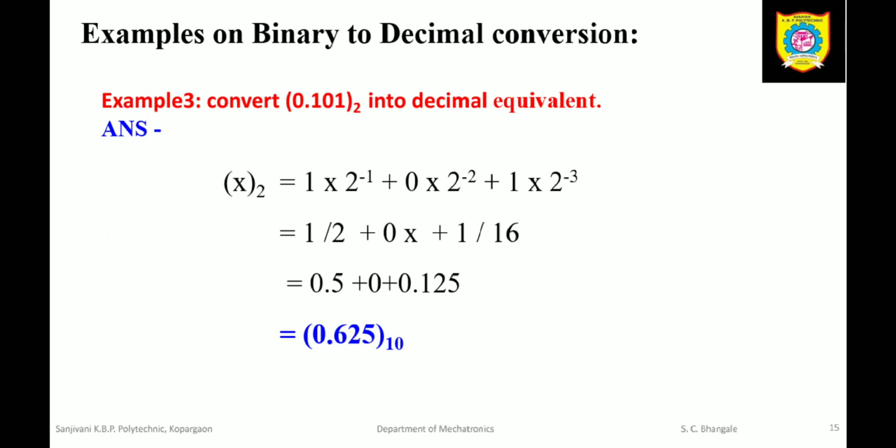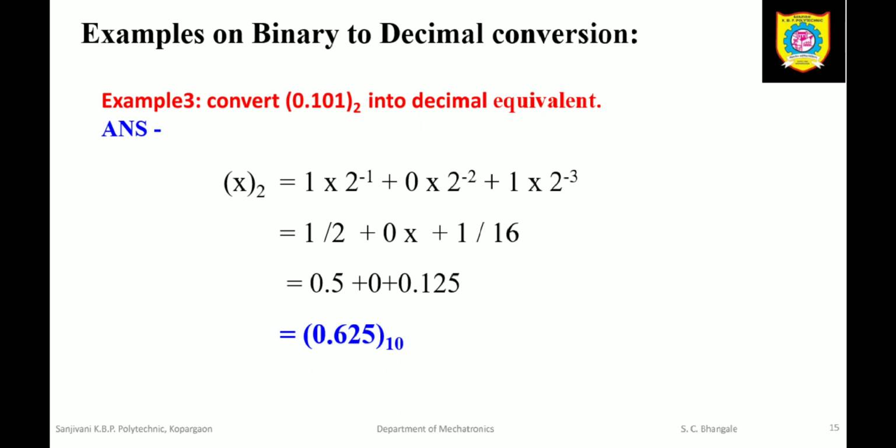Again, we will discuss one more example. Now this example is quite different from the previous ones because here a fraction part is given. The given binary number is 0.101 to the base 2. We have to convert this fraction number into an equivalent decimal number.